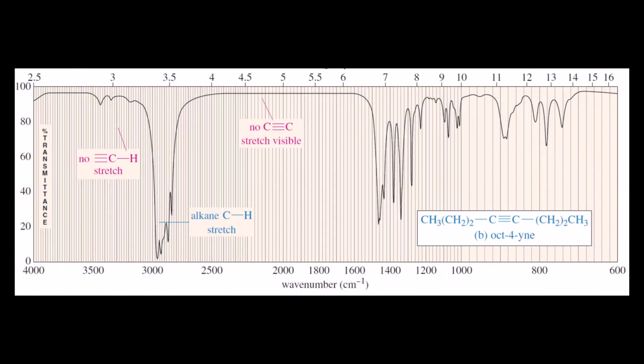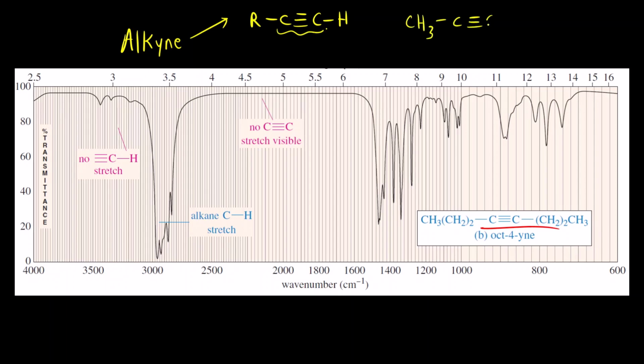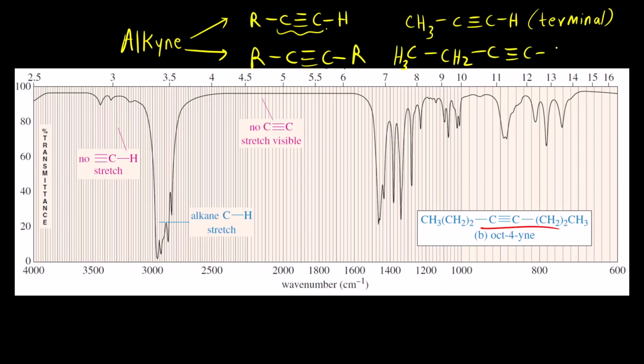Now in carbon-carbon triple bonds, alkynes can be of two types. One is where the triple bond is present at the terminal position, for example CH3-C≡CH. This is called a terminal alkyne. The other type has an R group at the other position as well, for example C≡C with CH3 here. This is called an internal alkyne, because the triple bond is present in between the carbon chain, not at the terminal position.